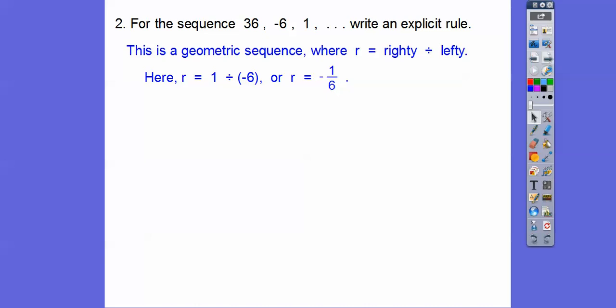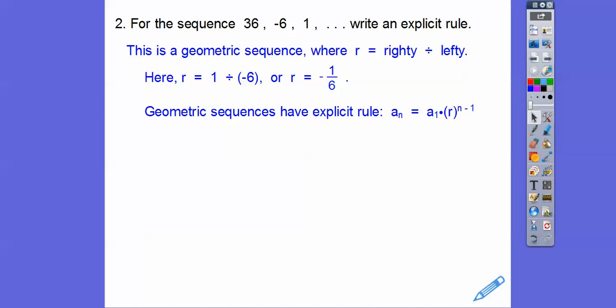All right, and then our formula is our nth formula. It says write an explicit rule. So our explicit rule is a sub n. Some of our books call it f of n or t of n. I like a sub n. It just means our nth rule right here. This is our nth term equals our first term times r, well, we know what r is, it's -1/6, to the n minus 1. Our first term is this guy right here, so we're going to plug in 36 right here. We're going to plug in -1/6 right here, and bing, bang, boom, that's our formula right there.